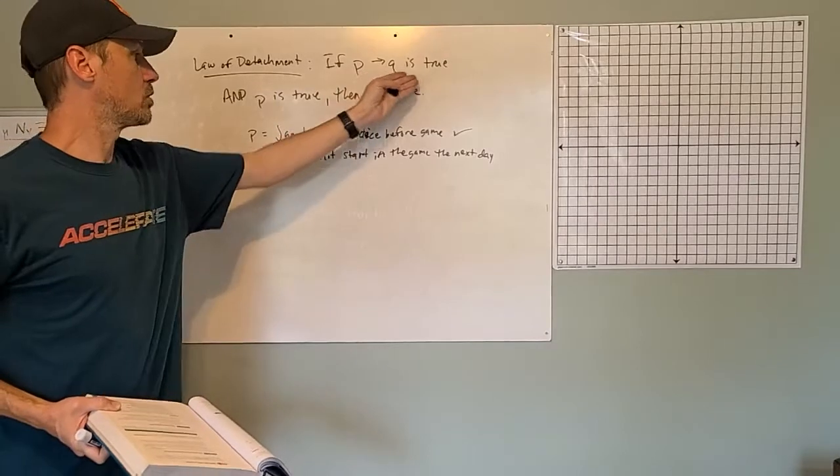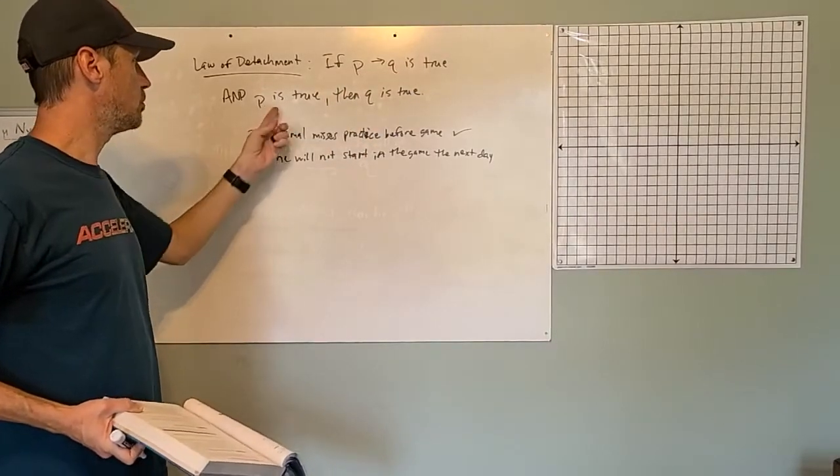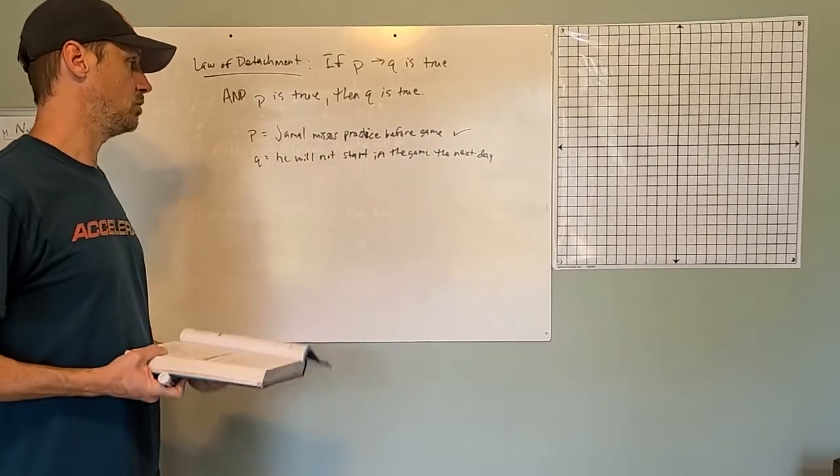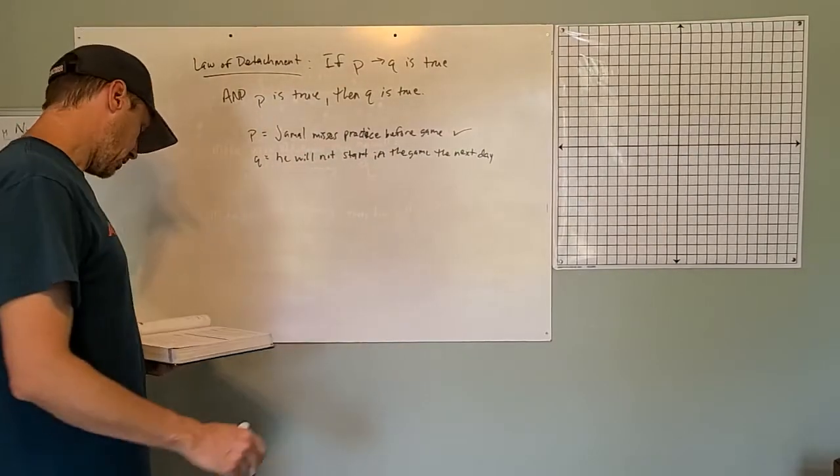The statement was true. The P and Q together were true. P was true. Jamal did indeed miss a practice before the game. So Q had to be true. He will not be able to start in the game. Now let's look at the next example.